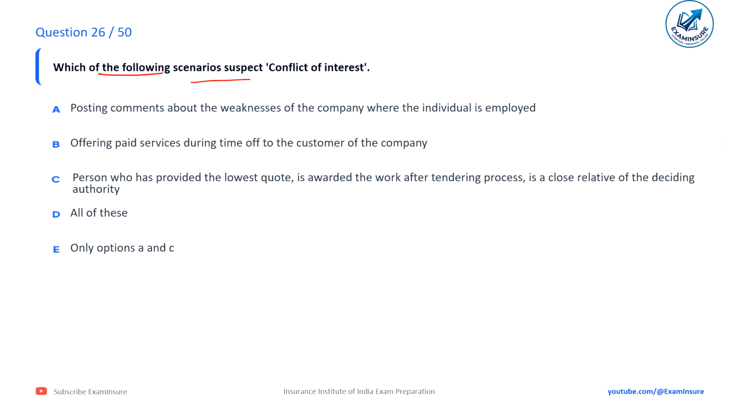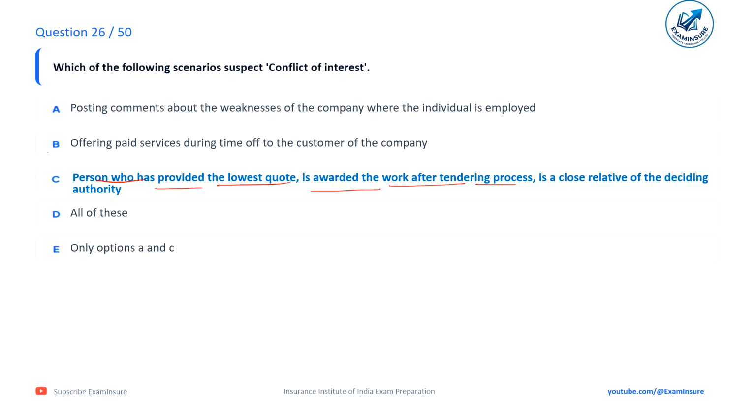Which of the following scenarios suspect conflict of interest? Posting comments about the weakness of the company where the individual is employed, offering paid services during the time of work to the customer of the company, person who has provided the lowest quote is awarded the work after tendering process is a close relative of the deciding authority. All of the above and option A and C. So a correct answer is person who has provided the lowest quote is awarded the work after tendering process is a close relative of the deciding authority.